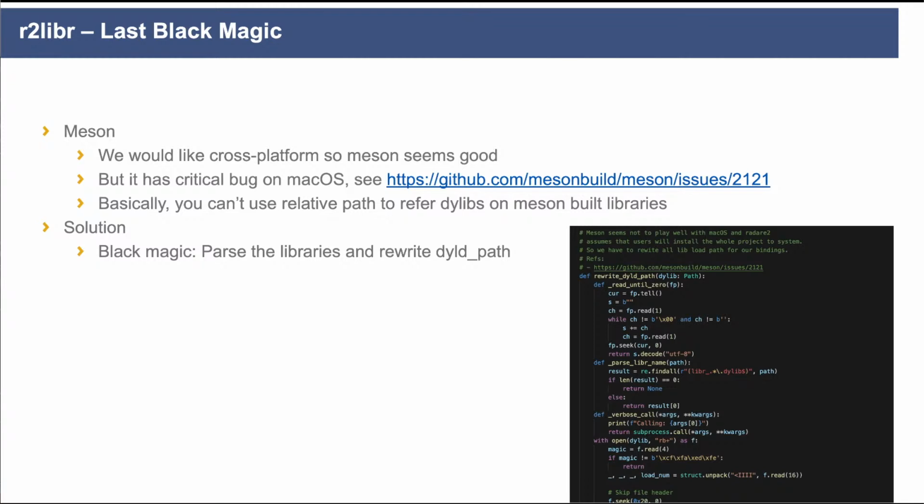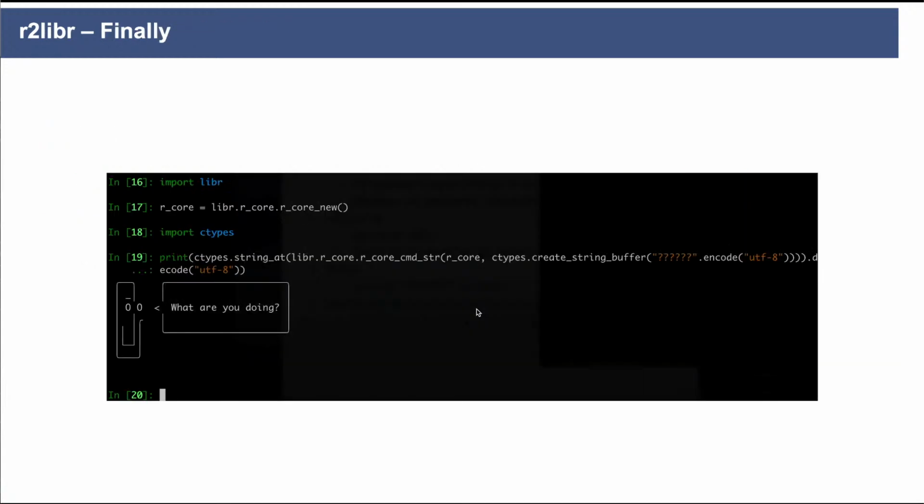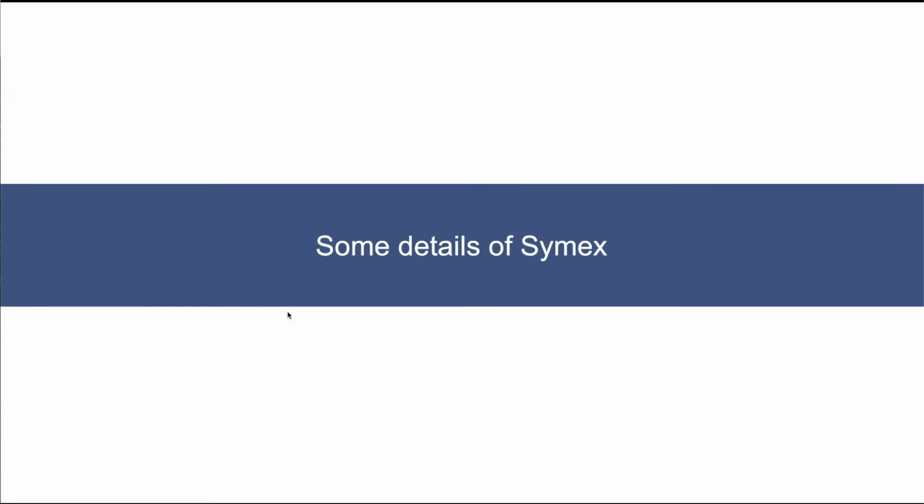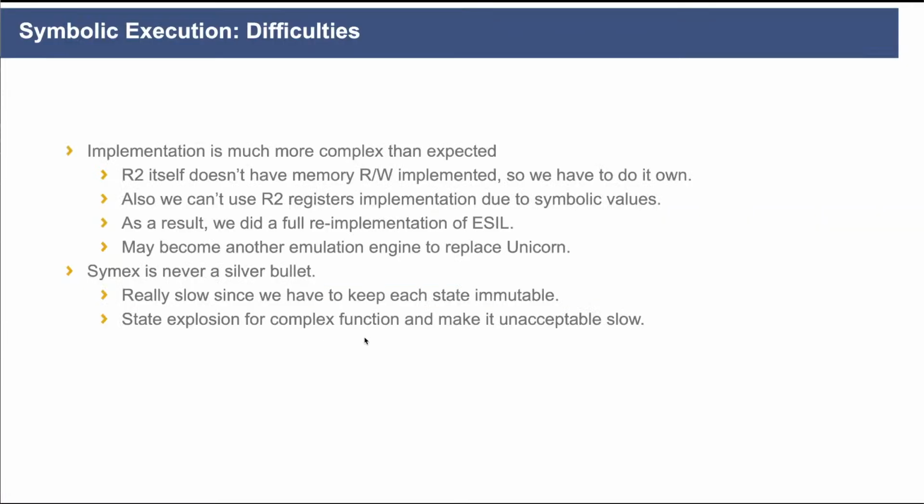So what's my solution? Another black magic. I parse the libraries' Mach-O files and rewrite the dyld loader path. So that's the last black magic, and putting all this black magic together, what do you get? A working r2libr, a pip-installable binding. So that's r2libr. And next, I will cover some details about how symbolic execution is implemented.